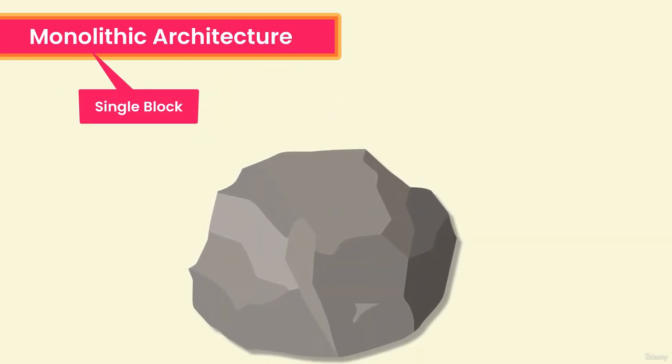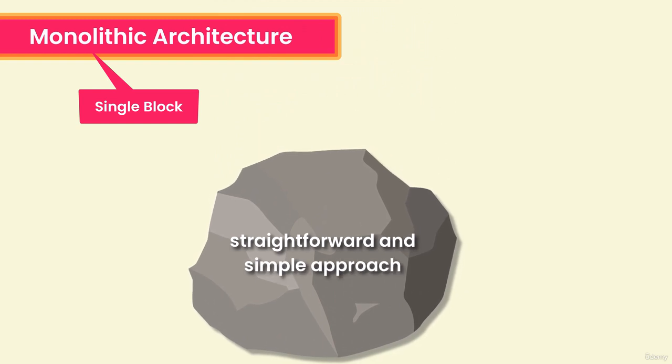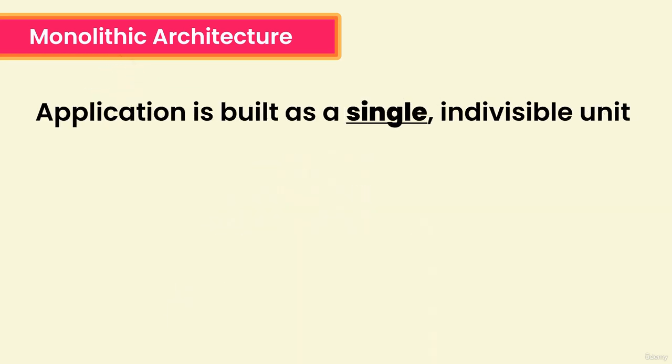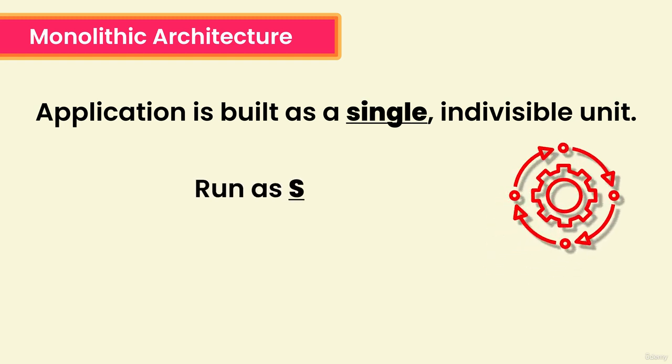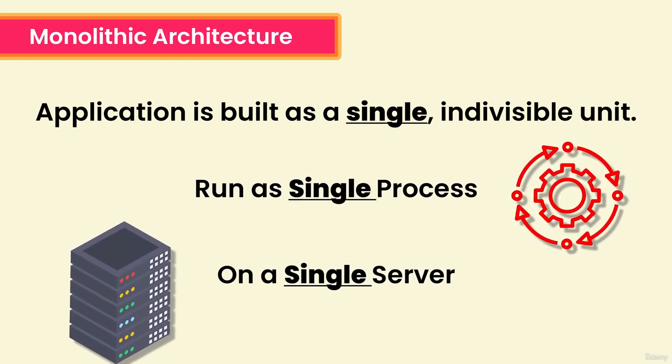So now let us understand what is monolithic architectural pattern. As the name suggests, monolith, right, means a single block of stone. So similar is the concept here. Monolithic architecture is a straightforward and simple approach to building your application. In this approach, the application is built as a single indivisible unit. In this architecture, all the components and modules of applications are tightly coupled together. They run as a single process on a single server or a computing instance. Understand this. It is a single indivisible unit run as a single process and on a single server.